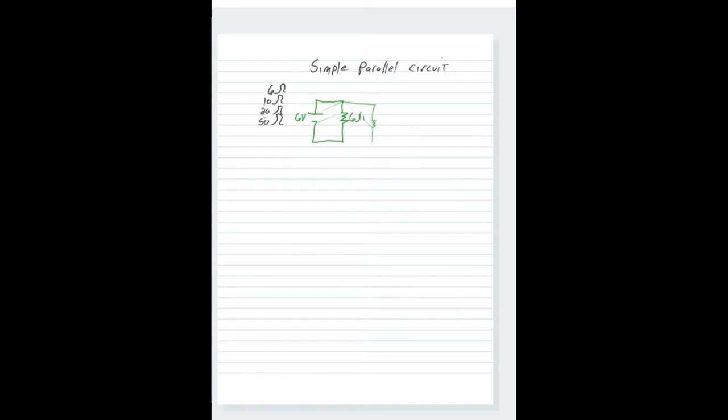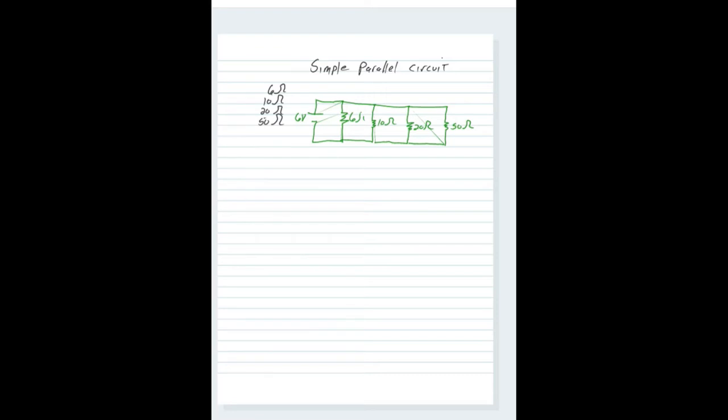One's 10 ohms. One's 20 ohms, and one's 50 ohms. Now, this is a parallel circuit, as you can see, because there's multiple paths for charges to flow. It doesn't have to flow through only one path to get back to the battery.